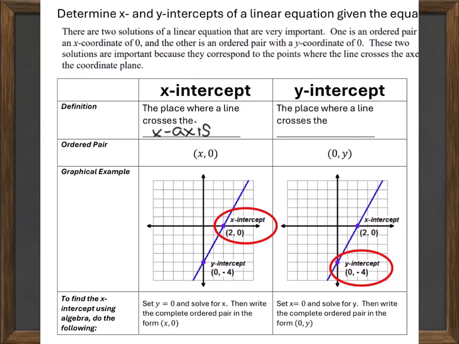The y-intercept, as the name suggests, is the place where a line crosses the y-axis, or the vertical axis. Here is my blue line right here, and where it crosses the y-axis is the point (0, -4). So (0, -4) is the y-intercept. We have a really simple, quick way to find both intercepts. In order to find the x-intercept, we set y equal to 0 and solve for x. In order to find the y-intercept, we set x equal to 0 and solve for y. So let's do a few examples to get comfortable with this process.